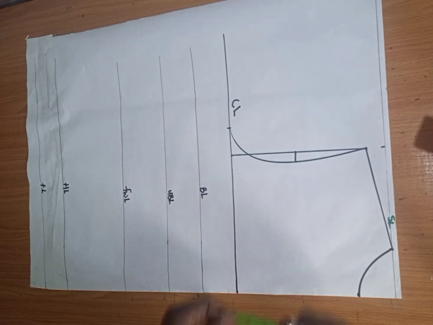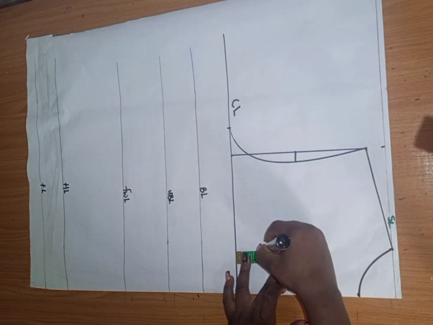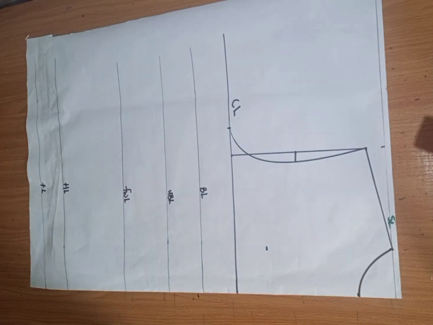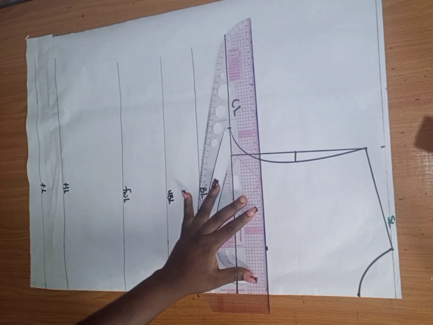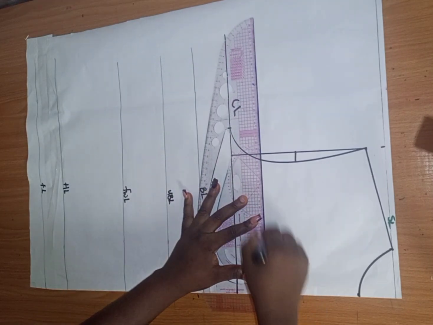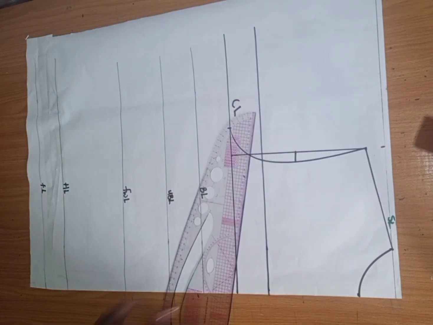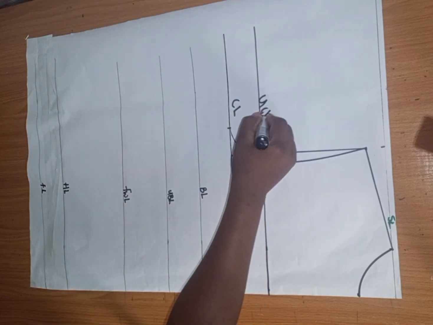After doing that, the next thing I will do is to come off from my chest line by 2 inches. This is how covered I want my cleavage to be. Okay, you can make use of 2.5 inches or 1.5 inches. Now I'm going to label this line my upper chest line.